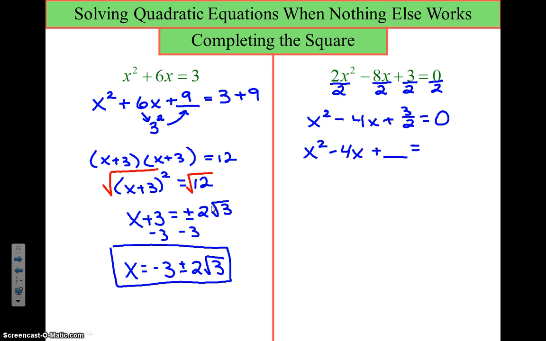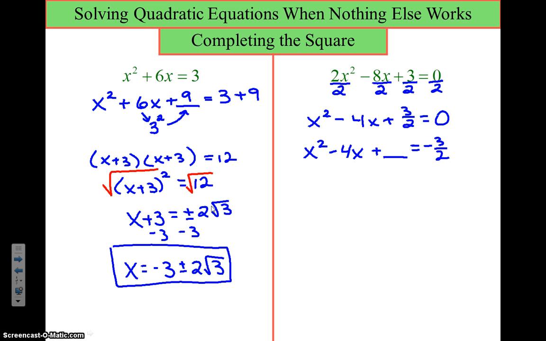What I was saying was that we needed to get the quadratic term and the linear term on the same side, and move that constant term to the other side. So what that means is that this 3/2 needs to be subtracted on both sides so that we have x squared minus 4x equals negative 3/2.